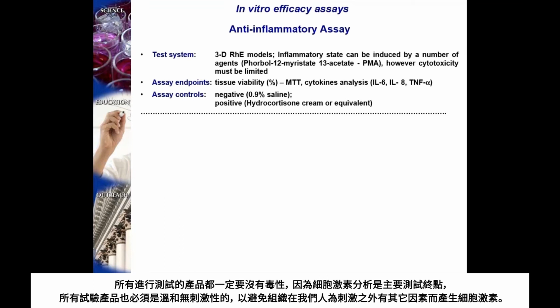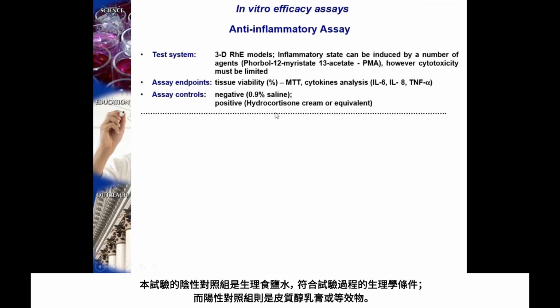Since cytokine analysis is the primary endpoint, it is important that the products are mild or non-irritant, so as not to force the tissues to produce cytokines aside from the irritation that we induce in them. The assay negative control in this case is saline. It's physiologically relevant to the process of the assay. And the positive control could be a hydrocortisone type cream or equivalent.